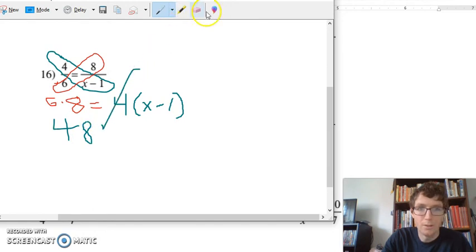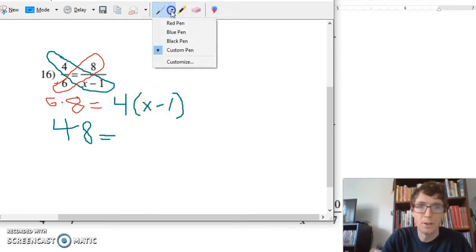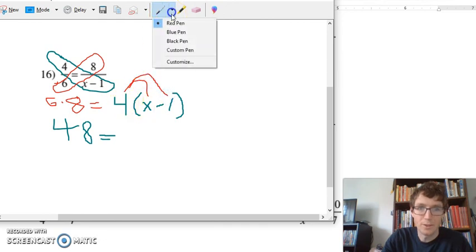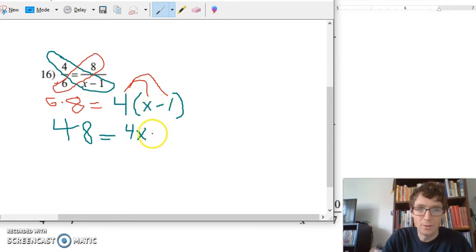Now we have 48 is equal to 4 times x minus 1, so 4 times x and then 4 times negative 1. Remember, when you distribute, you have to multiply by both terms in the parentheses. So we're going to have 4 times x first, which is just going to give you 4x. And then we have 4 times negative 1, which will give you negative 4.